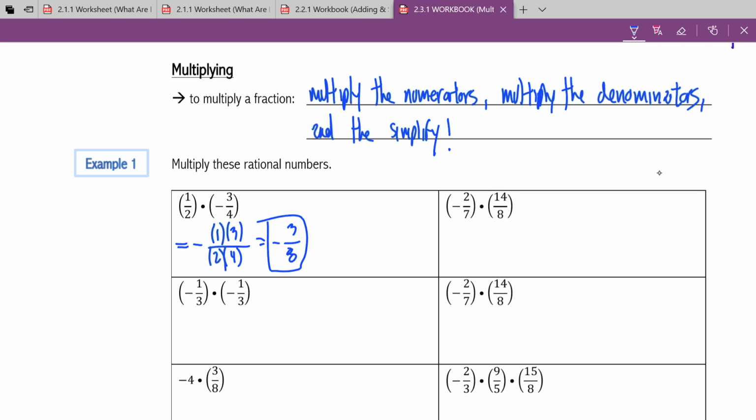So you notice I like to deal with the positive and negatives first. So a negative times a positive will still give you a negative. And on the top, we're going to have 2 times 14 over 7 times 8. And when you go ahead and finish off that arithmetic, you're still going to get a negative number. You're going to get, what, 28 over 56.